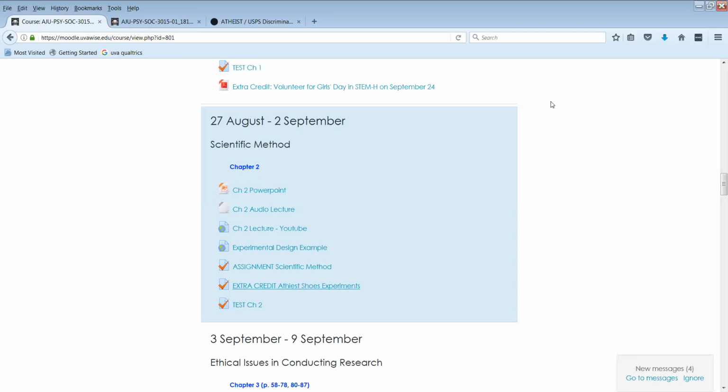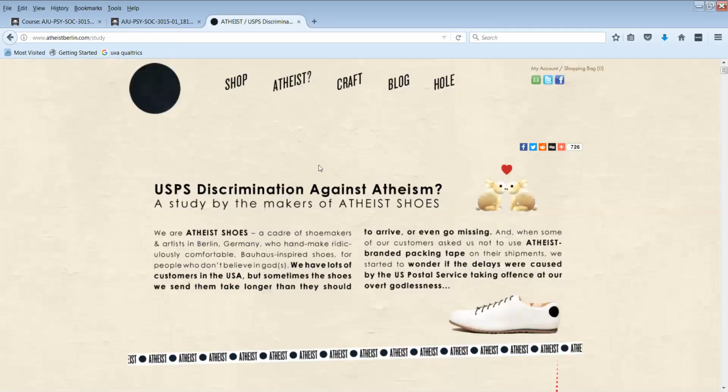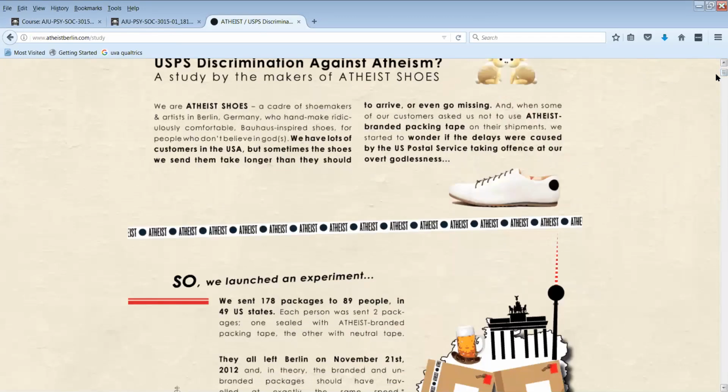If we use the extra credit as an example and look at this atheist shoes experiment, the atheist shoe company was interested in how labeling on the outside of a package affects delivery, and so they manipulated labeling by either putting atheist branded or neutral tape and measured delivery time and the number of lost packages. So they believe that packaging caused slow delivery time. So the independent variable that they manipulated would be tape, and the levels are atheist and neutral, and the dependent variable or outcome would be the time it takes to deliver.